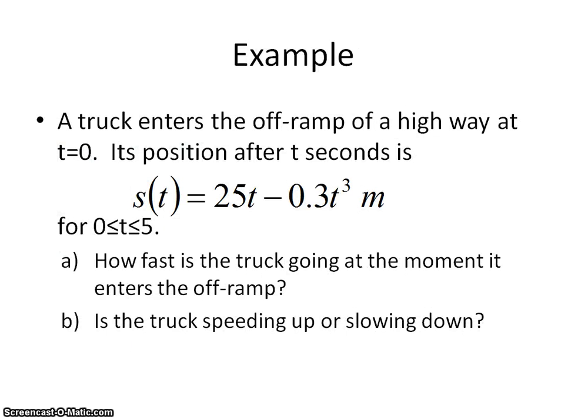All right, an example. A truck enters the off-ramp of a highway at t equals 0. Its position after t seconds is this equation from 0 to t to 5. So we want to know how fast the truck is going at the moment it enters the off-ramp, and then we want to figure out if the truck is speeding up or slowing down.